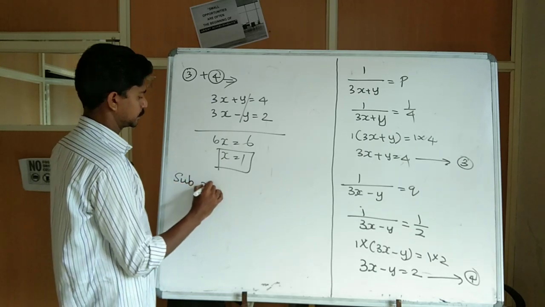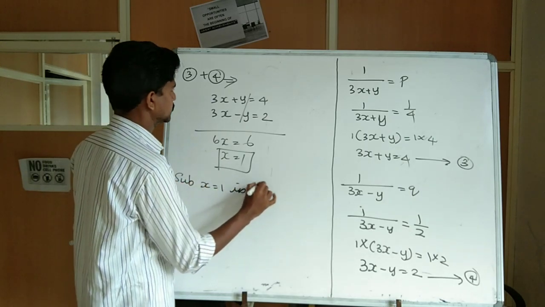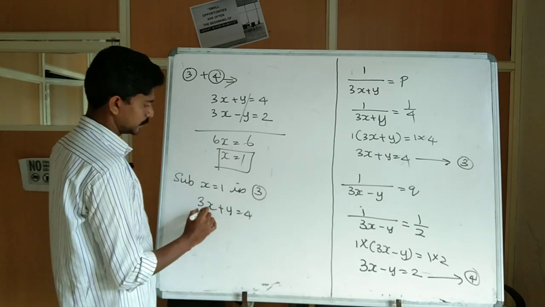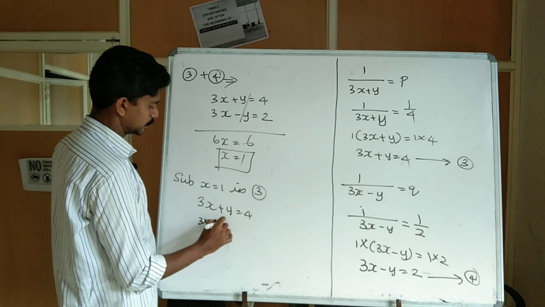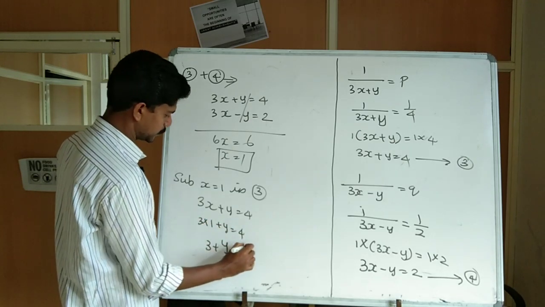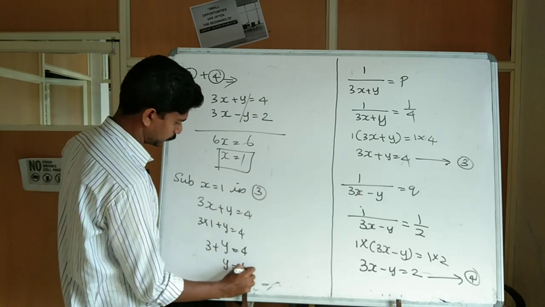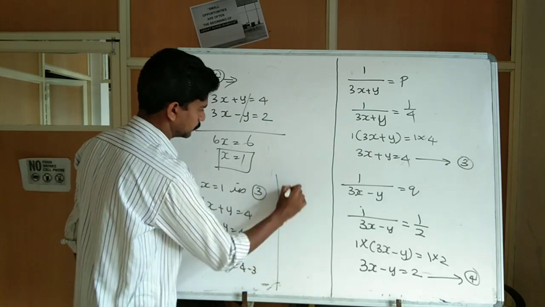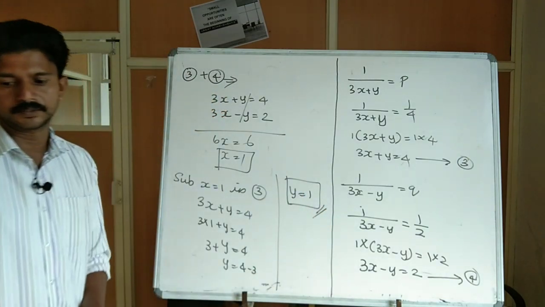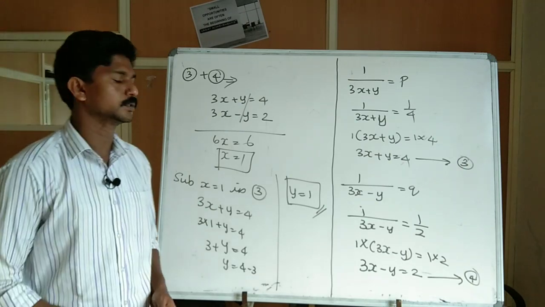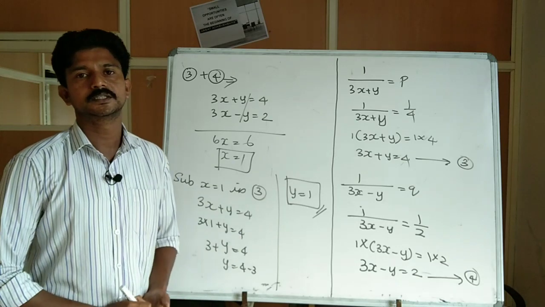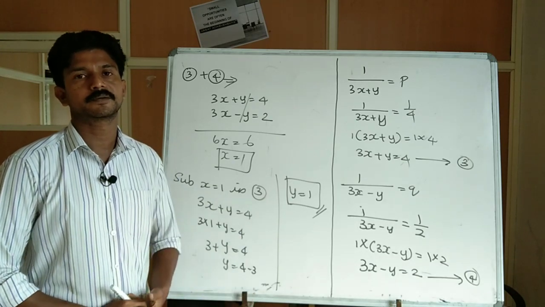Substitute x is equal to 1 in equation 3. So 3x plus y is equal to 4. X value 1. 3 into 1 plus y is equal to 4. 3 plus y is equal to 4. Y is equal to 4 minus 3. Y is equal to 1. So y value is equal to 1. So x value 1, y value 1. These are the solution of this equation.